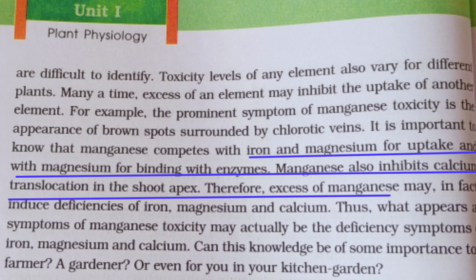Manganese competes with iron and magnesium for uptake and with magnesium for binding with enzymes. Manganese also inhibits calcium translocation in the shoot apex. So, therefore, excess of manganese may in fact induce deficiencies of iron, magnesium and calcium.